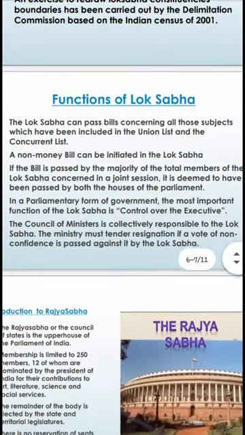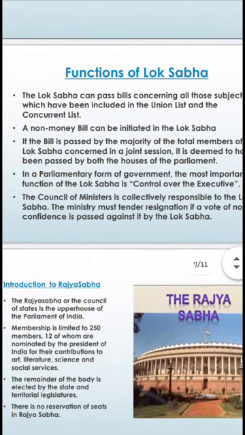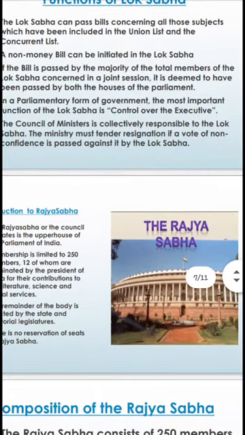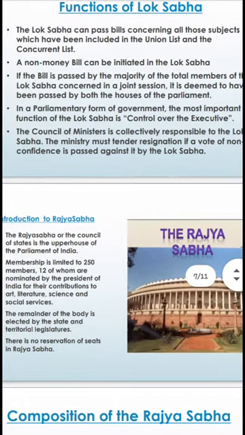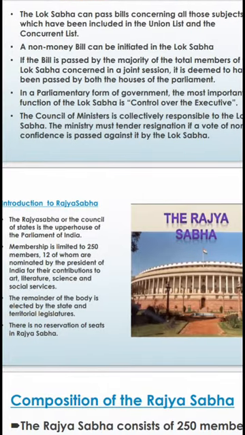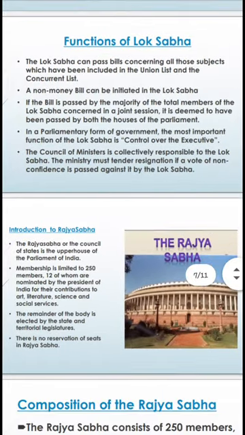Now, the next slide, which is functions of the Lok Sabha. This slide is very important. The Lok Sabha can pass bills concerning all those subjects which have been included in the Union list and the concurrent list. A non-money bill can be initiated in the Lok Sabha. If the bill is passed by the majority of the total members of the Lok Sabha in a joint session, it is deemed to have been passed by both the houses of the Parliament. The next 2 topics are very easy. You can easily remember, so I am not reading it.